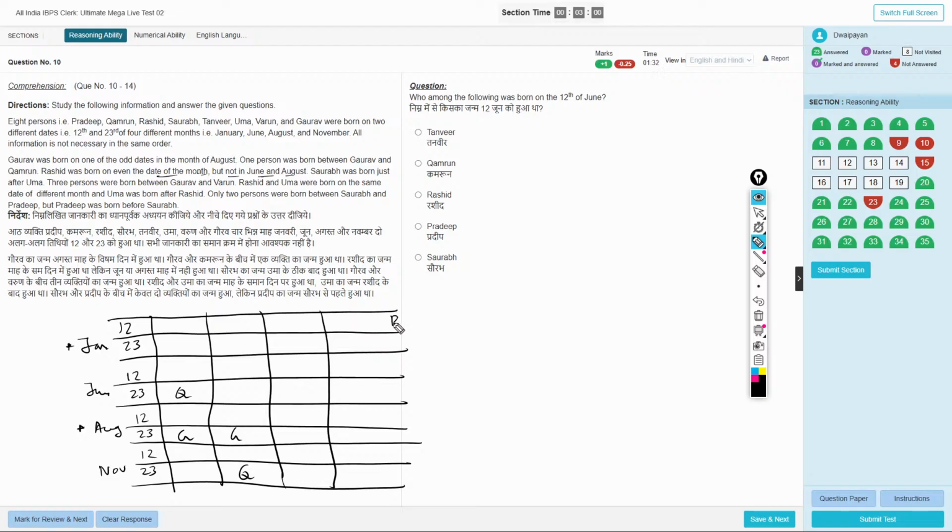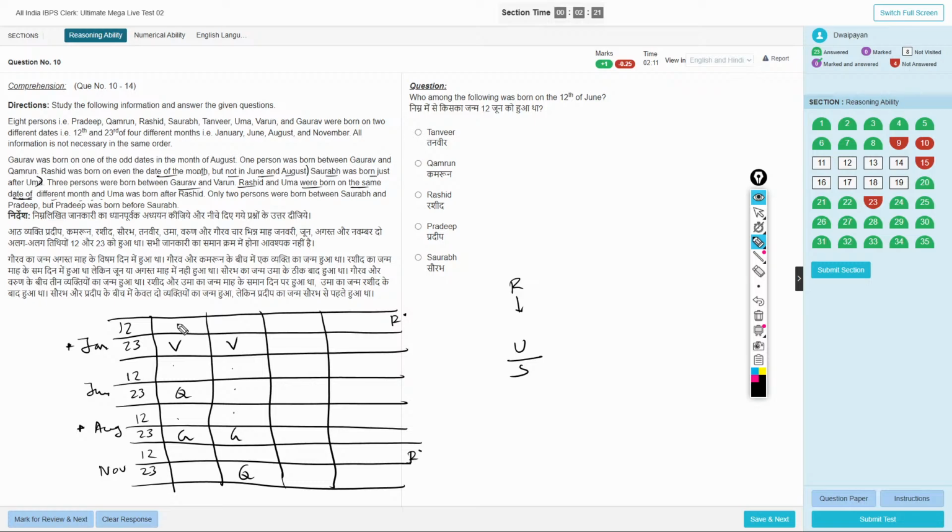Okay. So Rashid either here or not done, June or August. So November. Here Rashid. Saurabh was born just after Uma. So U is 3% born between Gaurav and Varun. 1, 2, 3. Varun. Okay. Rashid and Uma were born on the same date of different month, and Uma was born after Rashid.